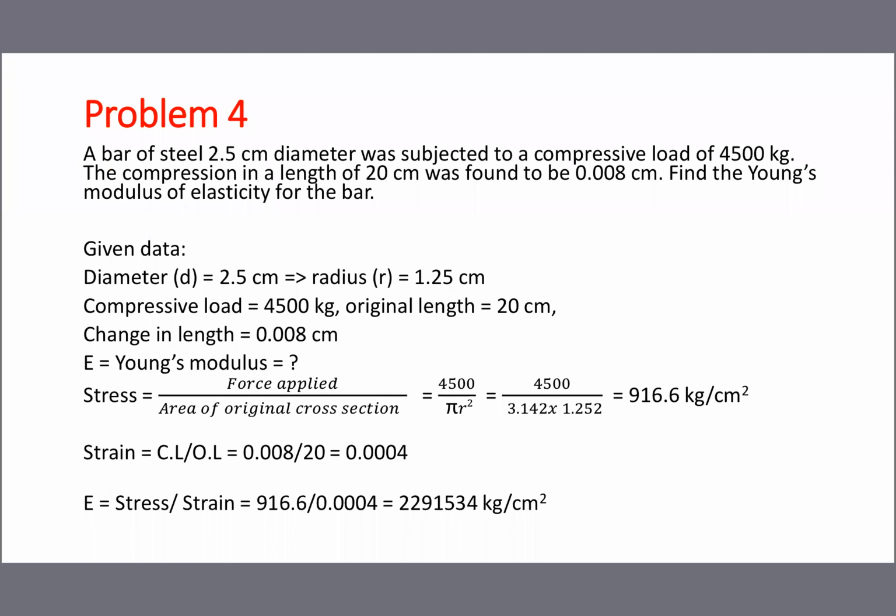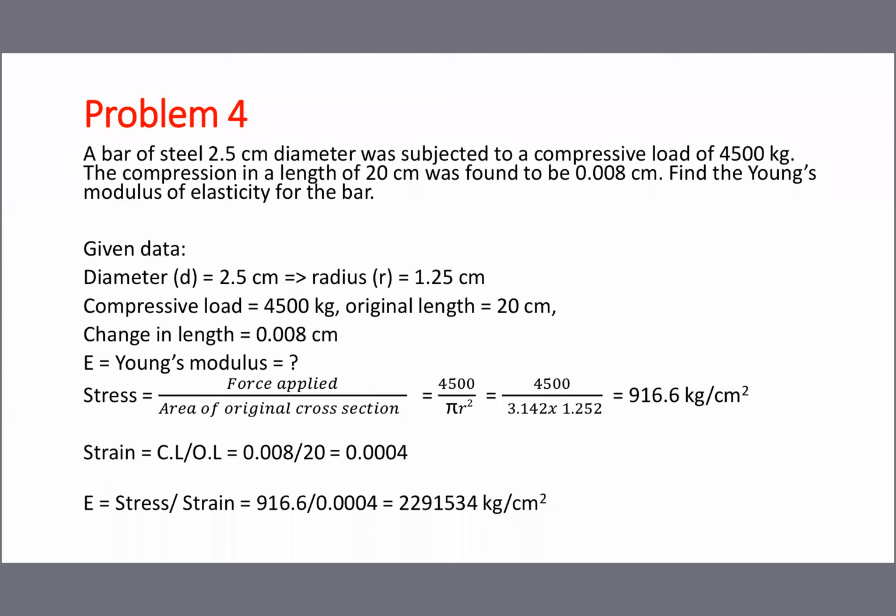So go to problem number 4. Read the problem carefully, read one or two times. A bar of steel, 2.5 centimeter diameter is given, was subjected to a compressive load of 4500 kg. So load given. The compression in a length of 20 centimeter was found to be 0.008 centimeter. Carefully read once again. The compression in a length of 20 centimeter was found to be 0.008 centimeter.